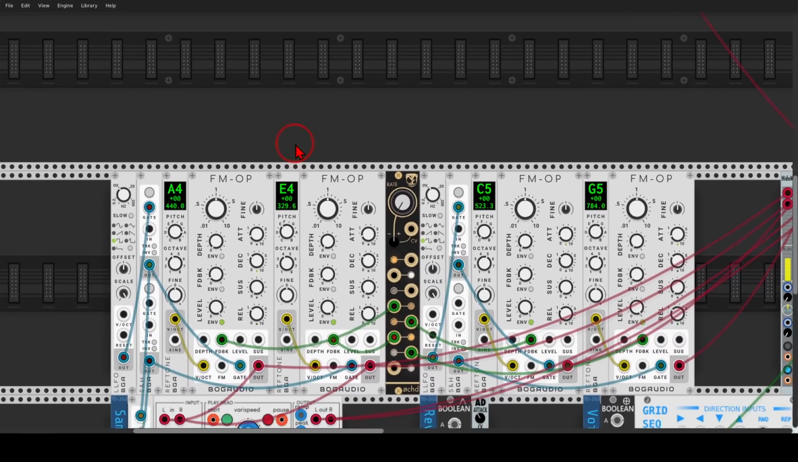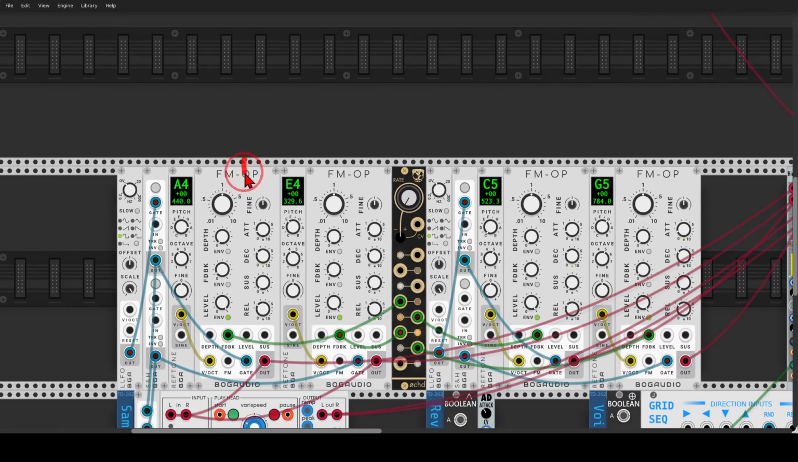So here I have another example. I have 4 FM operators, 1, 2, 3, and 4. Each one is set to play a different note. I'm using Ref Tone from Bog Audio just to send constant pitch. This is A, the other one is E, C, and G. I have again Oct, the lovely Oct, adding some movement through the feedback inputs of the oscillator. So again, it's just changing the timbre over time.